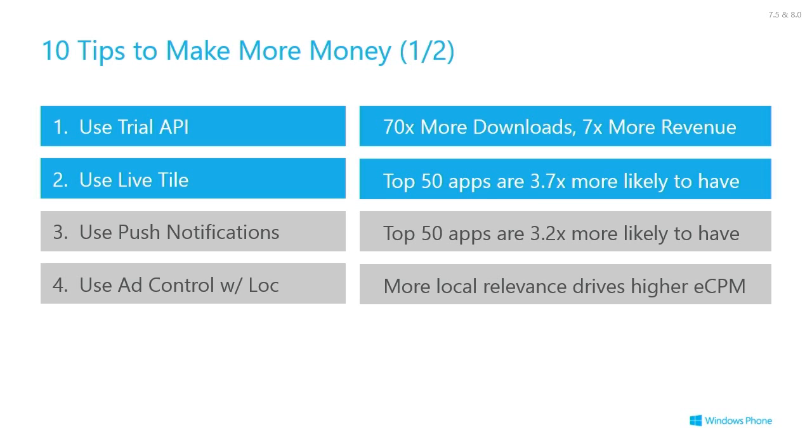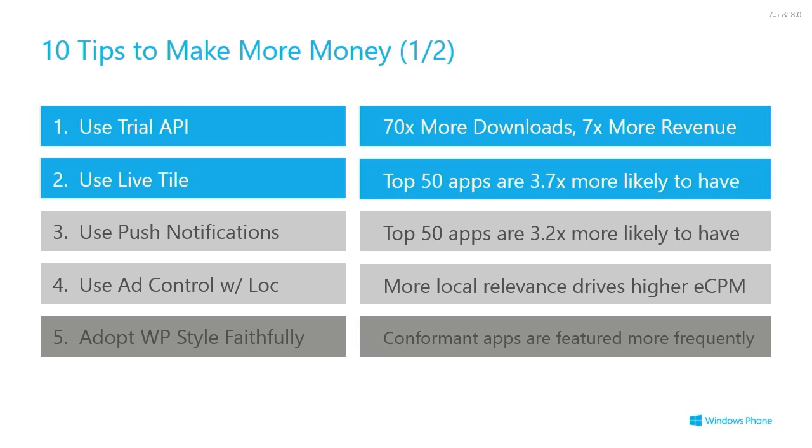Ad control with localization is a good way of earning income. And more local relevance drives higher impressions and earns you more income. The fifth way of ensuring success is make sure you adopt the Windows Phone style. People don't like apps that are just copies of something from another platform, that really obviously don't belong. They like stuff that adopts the style and feels like it extends and enhances the Windows Phone platform.